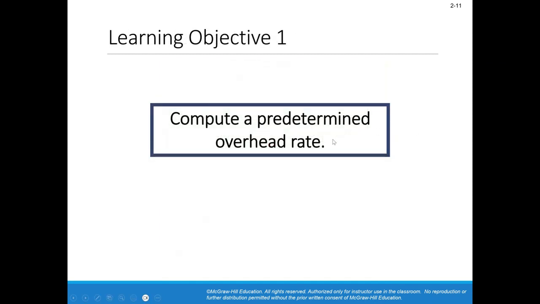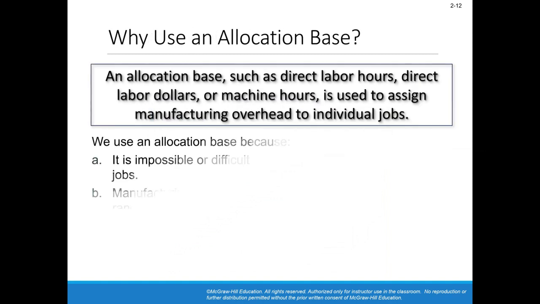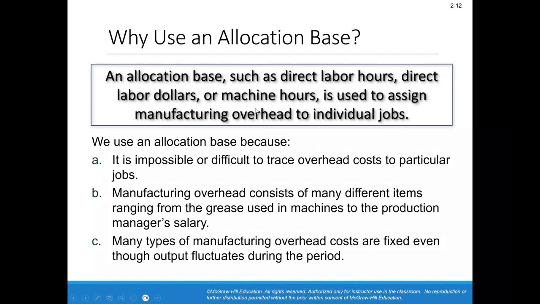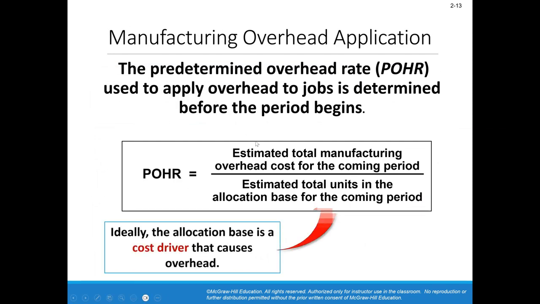So we're going to compute a predetermined overhead rate, and we have to make certain assumptions. Our assumptions are we have to assume how much overhead we're going to have. We have to assume how many labor hours we're going to use. So in this case, an allocation base such as direct labor hours, direct labor dollars, or machine hours is used to assign manufacturing overhead to individual jobs. And it's really just a very simple calculation.